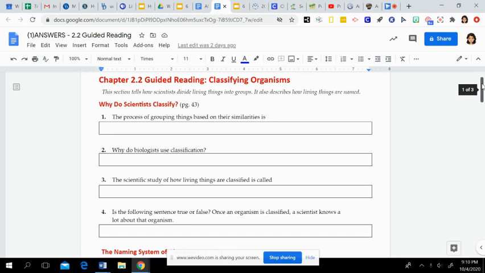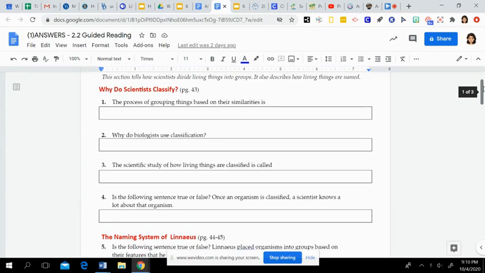So our first question is, the process of grouping things based on their similarities is called classification. Then our second question is, why do biologists use classification? In your reading, this was one of the sections in bold, so it just gives you that important explanation of why classification is important.